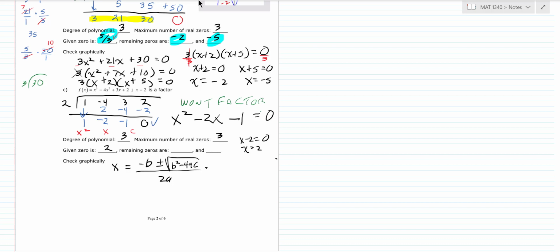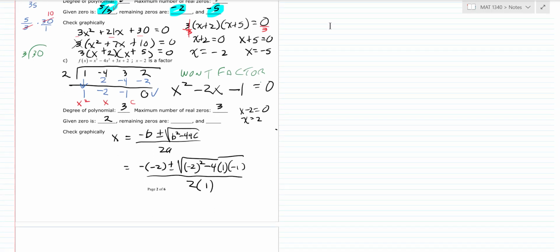Let me move this over just a little bit here so I can take up a little bit more room. So I've got -b, so that's -(-2), plus or minus the square root of b squared minus 4ac, all over 2a. Okay, so we've learned how to work with the quadratic formula before. Now I'll just do the details of the arithmetic.